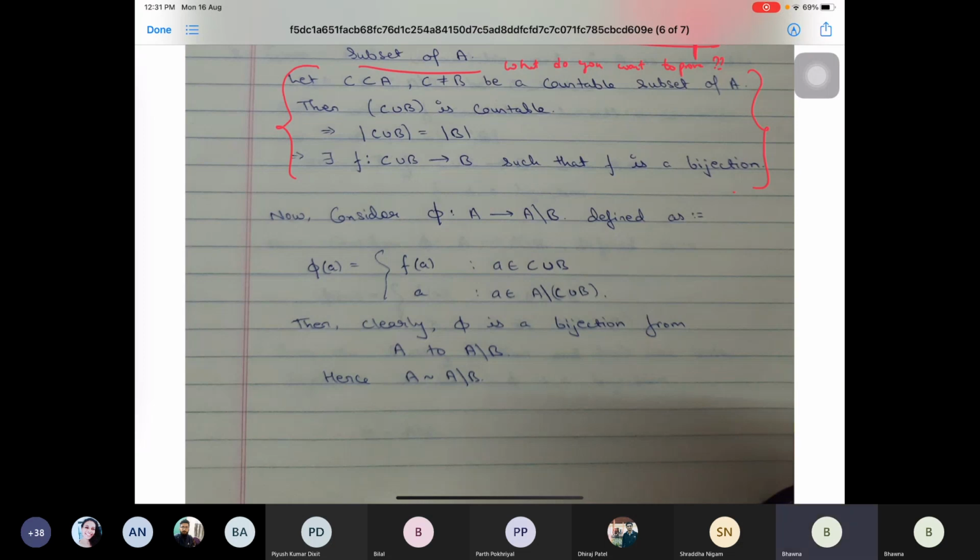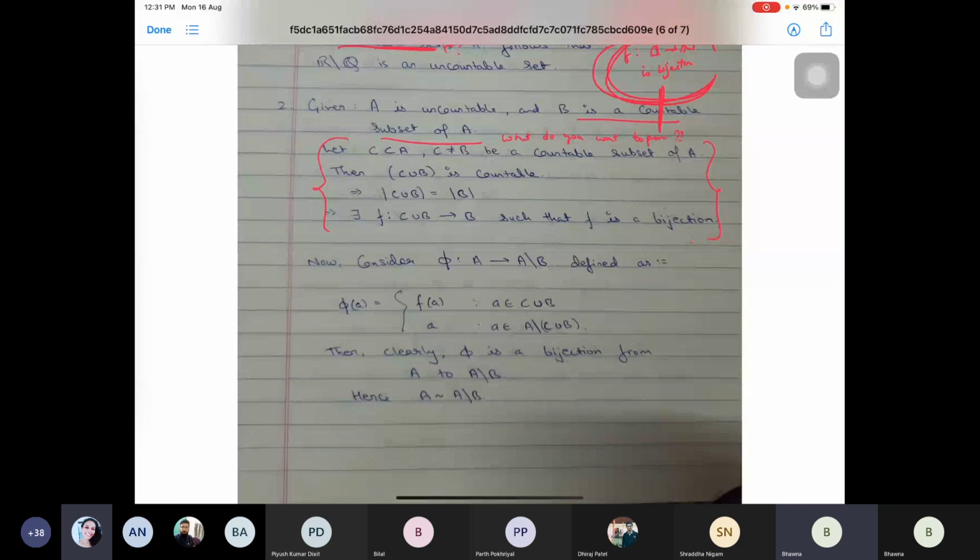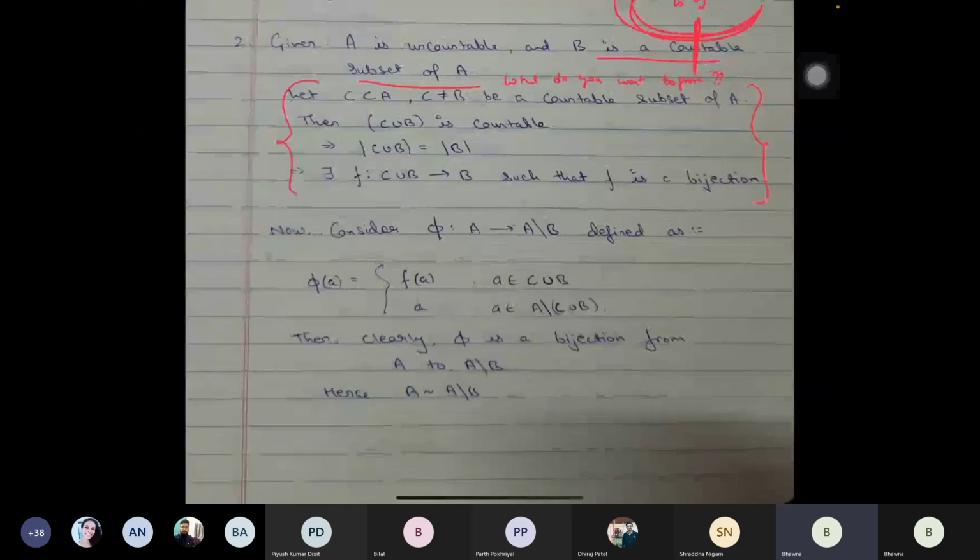Do you understand now, Shraddha? You were trying to prove that A minus B is uncountable, but that does not imply that they have a bijection. Do you understand now why the proof was wrong? Yes, ma'am. Ma'am, I proved it is uncountable, but I haven't proved it is equivalent to A. Okay, so someone else was saying something.